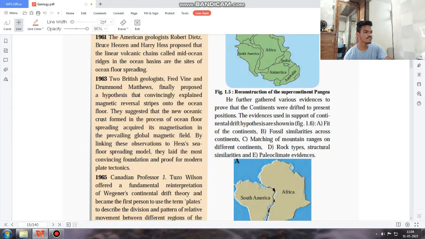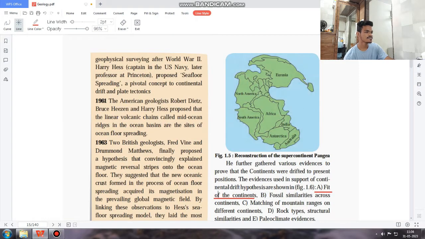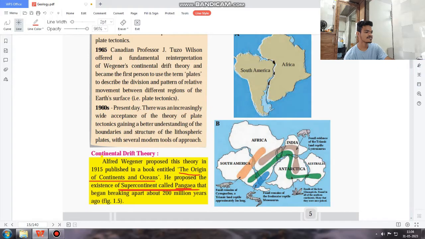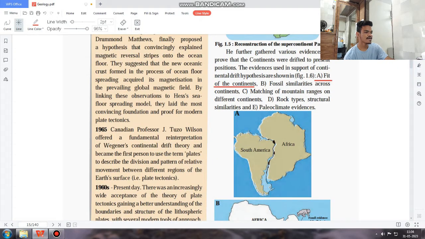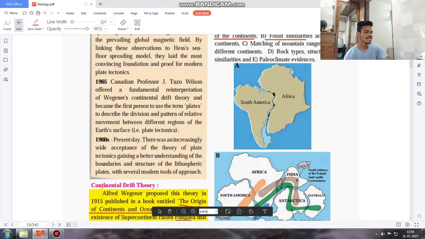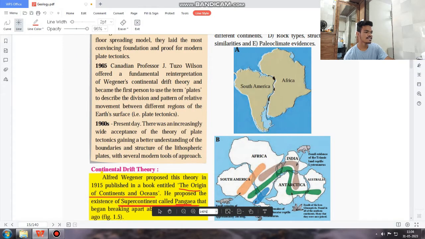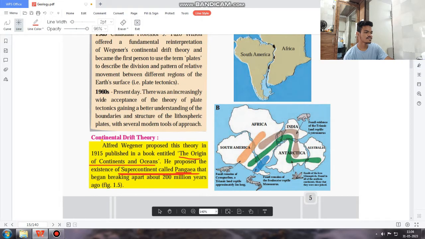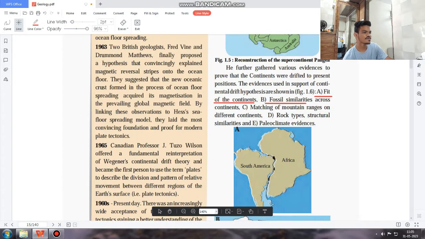The first evidence he saw was the fit of the continents. You can see over here how these continents fitted in picture A, South America and Africa. Later on they were separated, as you know. Second was fossil similarities. In B, South America and Africa had the same fossils, Africa, India and Antarctica had the same, and South America, a little part of Africa, Antarctica and Australia had the same. These are the animals and fossils, like Mesosaurus, Lystrosaurus, Glossopteris, Triassic reptile. So you can see these similarities in fossils.